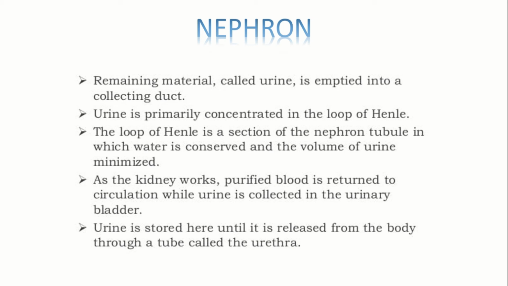So this urine is primarily concentrated in the loop of Henle. The loop of Henle is a section of the nephron tubule in which water is conserved and the volume of urine is minimized. As the kidney works, purified blood is returned to the circulation while urine is collected in the urinary bladder. Urine is stored here until it is released from the body through a tube called the urethra.